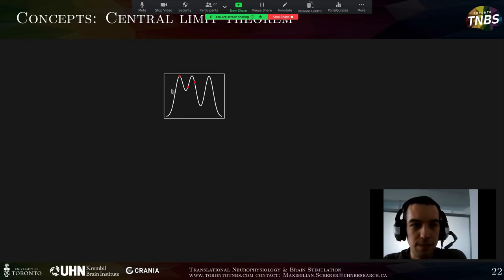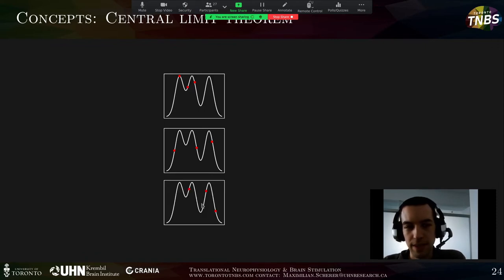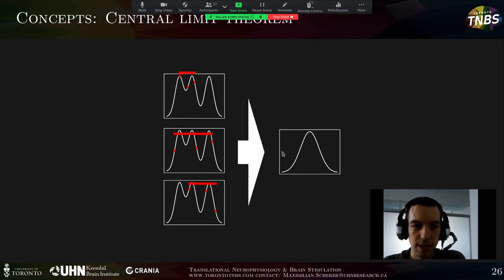The central limit theorem basically states, if you have some random distribution, and that doesn't have to be a normal distribution, it can be any distribution, like this beautiful non-normal distribution here, and you get some data points from that, and then you get another set of data points, and then another set of data points, and you take the mean of each of those three different drawings, then those mean values, indicated by the red bars over here, will in the end have a normal distribution.